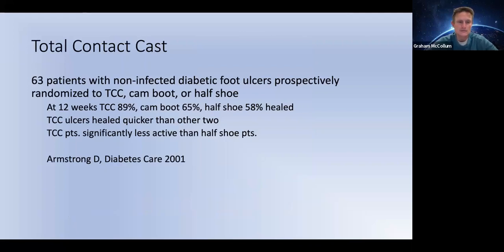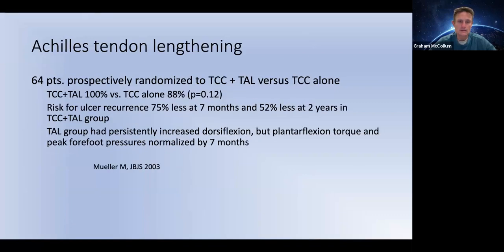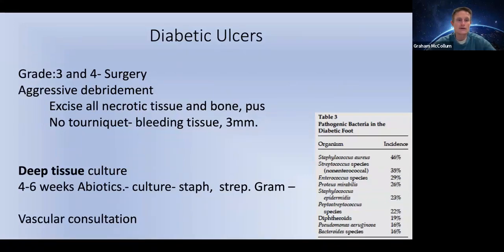Now, this randomized controlled trial looked at the difference of a total contact cast to a cam boot to a wedge shoe, and the ulcer eradication was significantly higher, statistically significantly higher in the total contact cast group, with 63 patients randomized. So, you know, it is labor intensive, and if you have a technician to help you, or you have time on your hands, then you can certainly get rid of a lot of these ulcers. Also improving forefoot healing with an Achilles tendon release or HOKE has certainly shown significant pressure reduction and improvement in the ulcer healing.